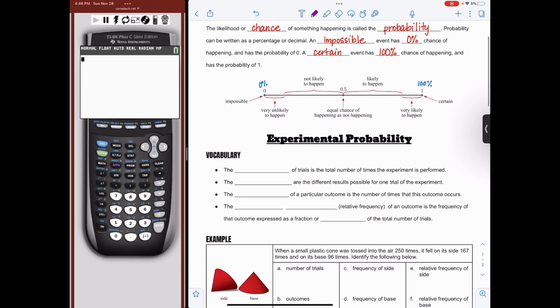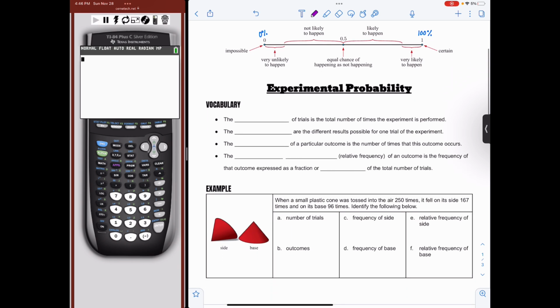So let's look at some vocabulary. The number of trials is the total number of times that the experiment has been conducted, or the number of times that the experiment has been performed. The outcomes are the different possible results that you can get in one trial of the experiment. So the different amount of combinations.